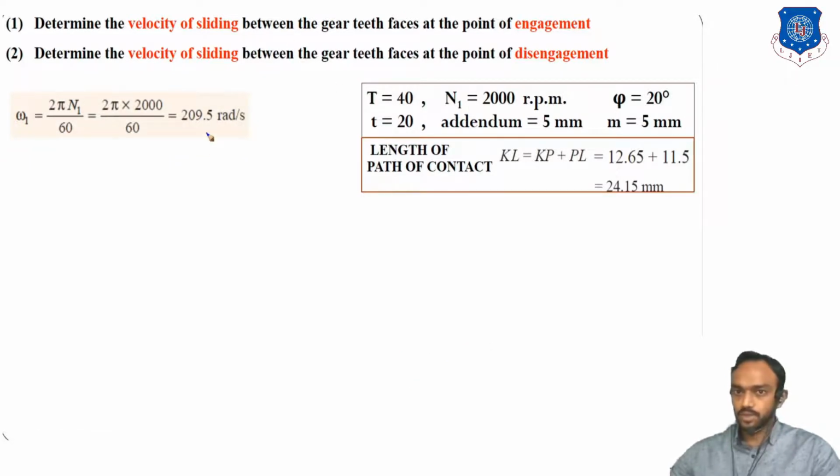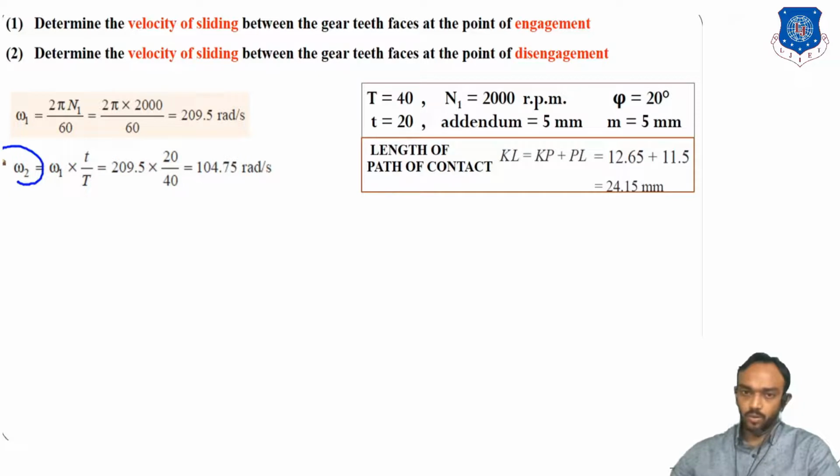So first we have to find the omega. Omega 1 means angular velocity. We are already given the RPM, so we will use 2 pi N upon 60, where N is the RPM of the pinion. The angular velocity we find is 209.5 radian per second. After that we have to find omega 2. For that we use the relation from the starting: omega 1 upon omega 2 is equal to capital T by small t. Making omega 2 the subject, you can find 104, because the teeth of both wheels are given.